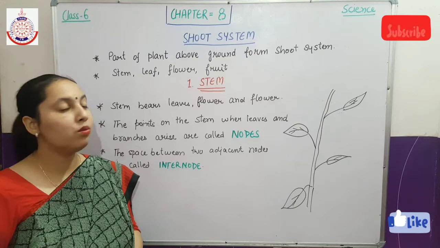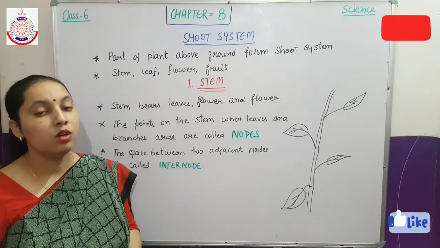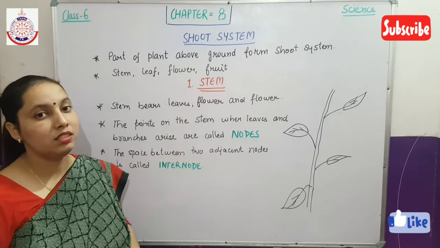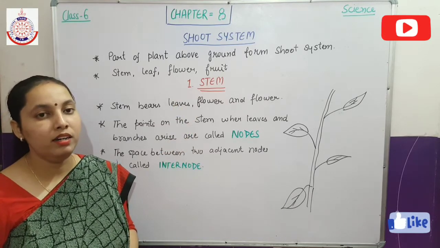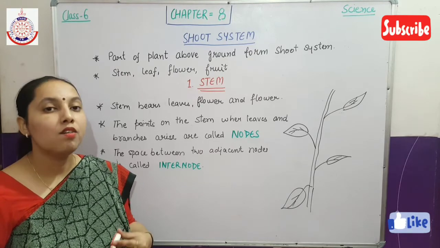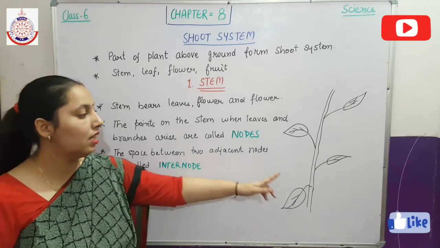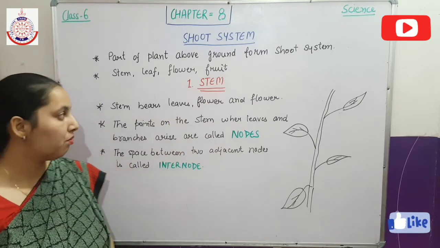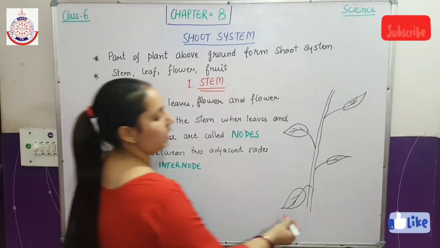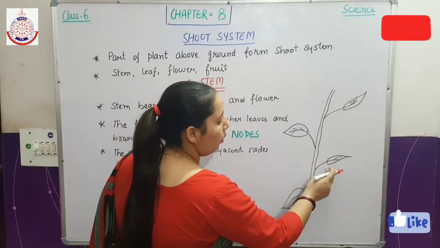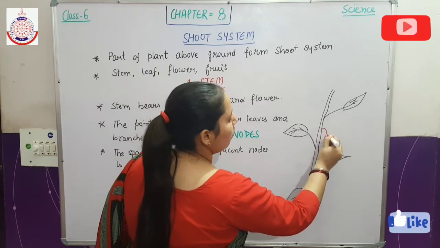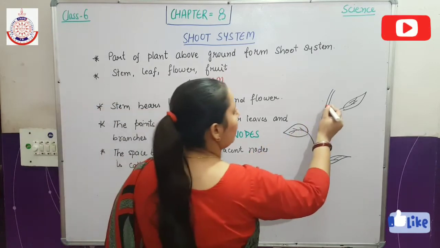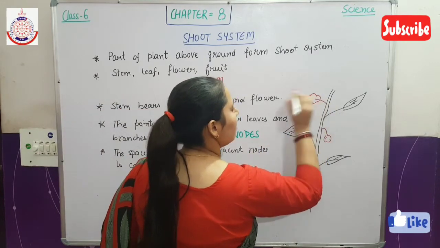We will discuss these one by one in detail. So firstly we will start with the stem. What is the stem? It is the main part of the plant which holds leaves, flowers and fruits. Now here you can see the stem. This stem holds leaves, it also holds fruits, and it also holds some flowers.